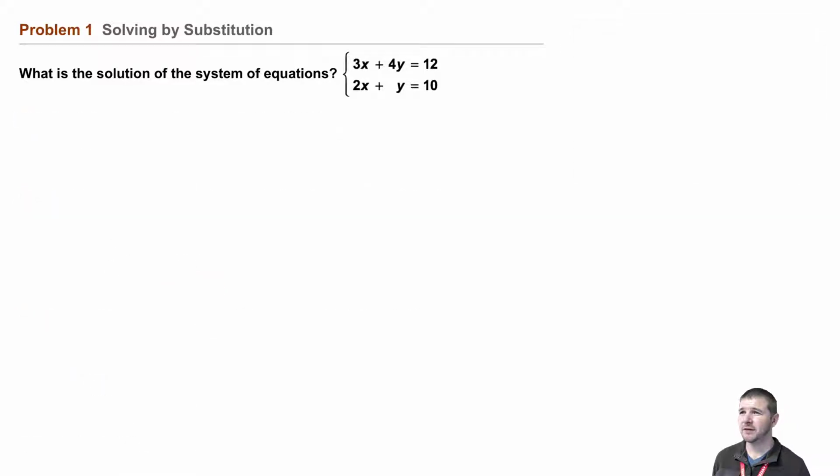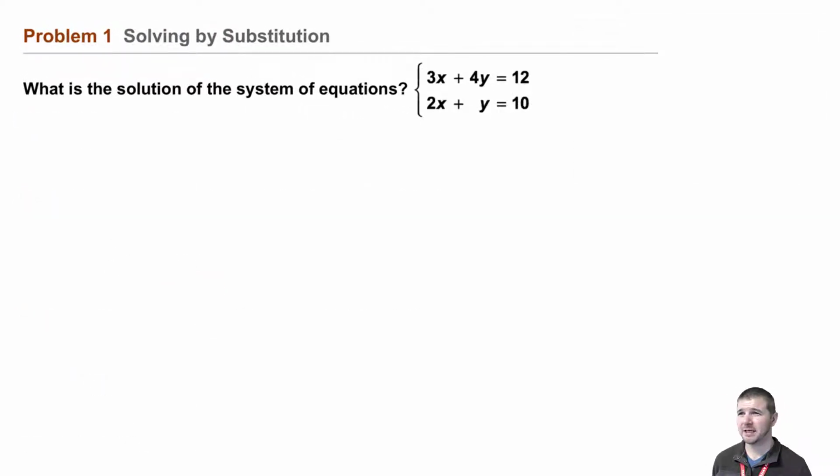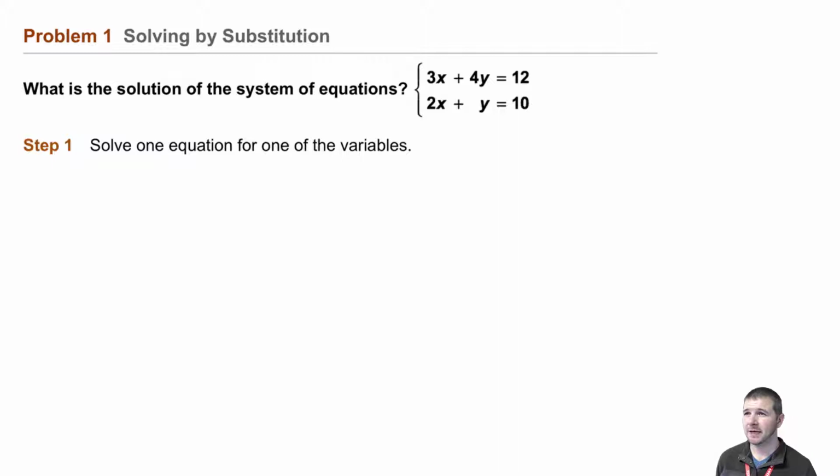What is the solution of the system of equations? Well, the equations given here are 3x plus 4y equals 12 and 2x plus y equals 10. Step 1, as we saw in the previous slide, solve one equation for one of the variables. So it's up to us. We could choose the top equation or the second equation.